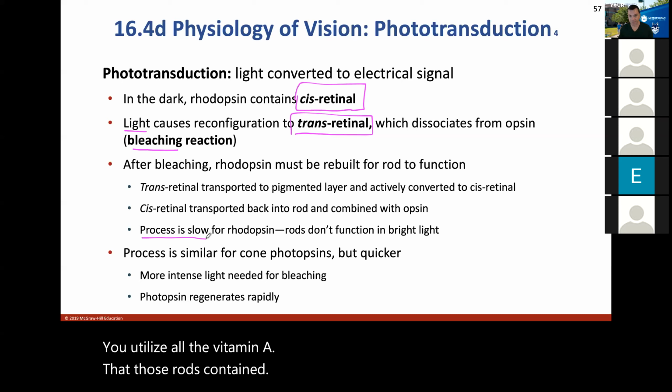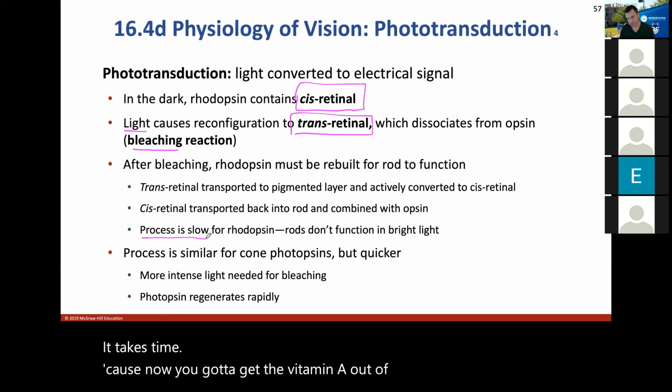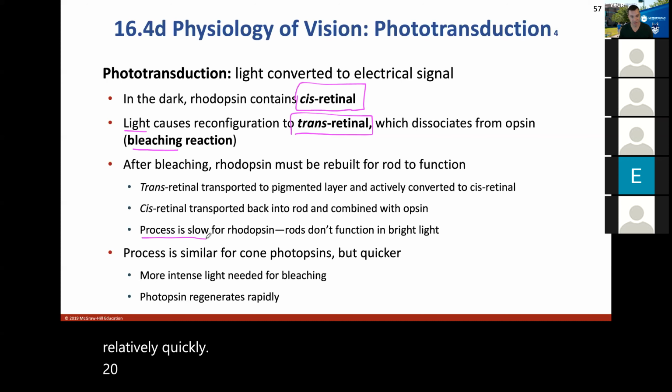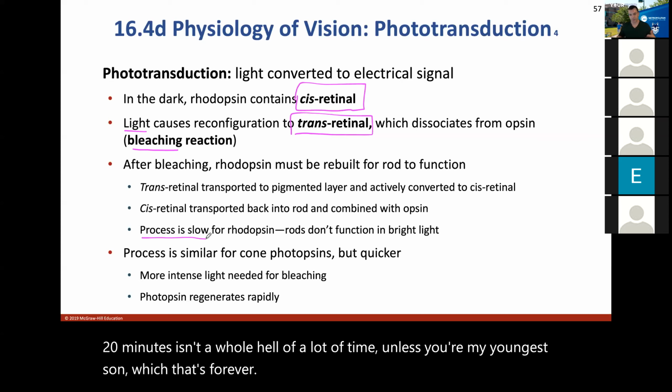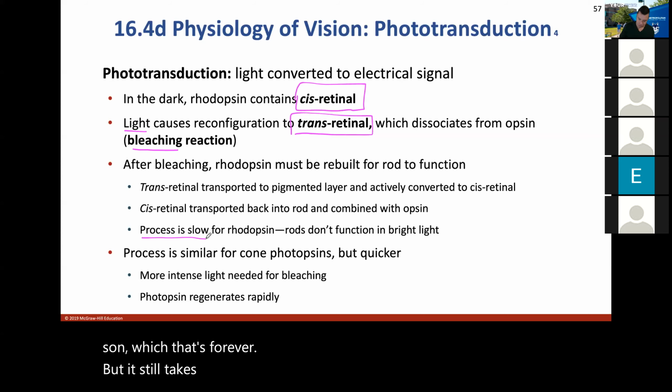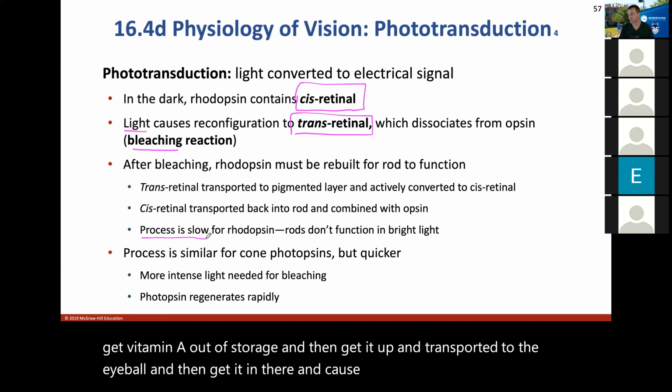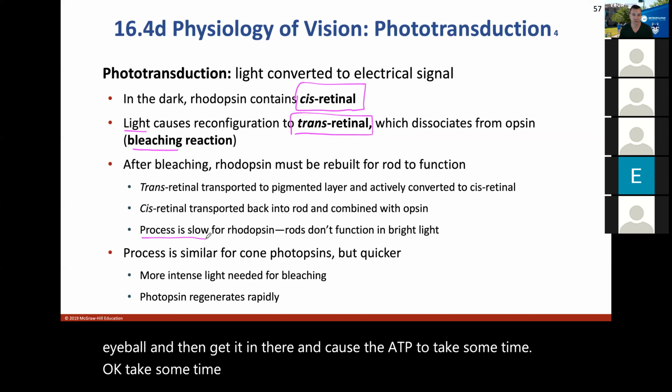It takes time, because now you've got to get the vitamin A out of storage. Got to get it into the blood. It needs a specific carrier. Has to get up there. All this happens relatively quickly. 20 minutes isn't a whole hell of a lot of time, unless you're my youngest son, which that's forever. But it still takes time, because you've got to trigger a receptor to trigger the body to get vitamin A out of storage, transport it to the eyeball, get it in there, and cause the ATP to, it takes some time. It takes time to get all of that to rejuvenate itself.